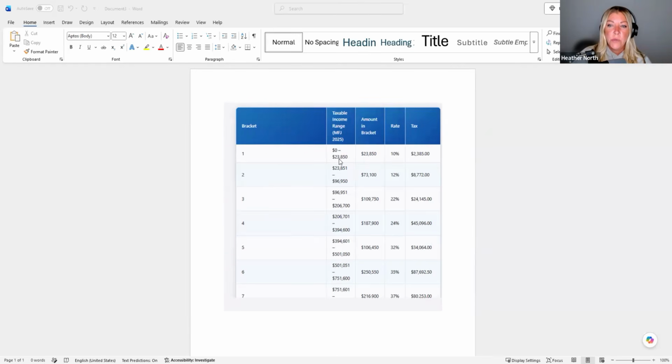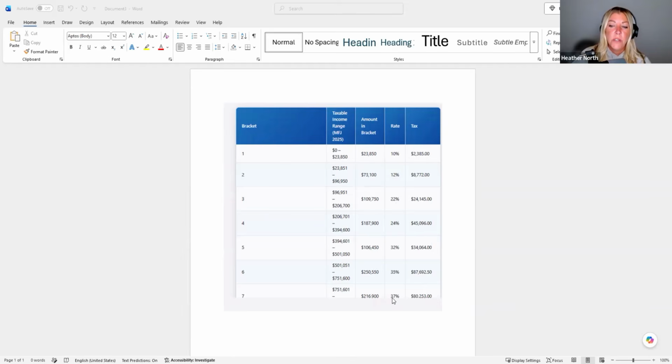Okay, so 0 to 23,850. So the amount in the tax bracket is 23,850. Your rate would be 10%. So your tax would be $2,385. Now, this is up to $1 million, right? And anything in excess over that would be 37%. So the first $23,850 would be 10%, and your tax would be $2,385. The second bracket would be 12%. So from 23,000 to 73,000 would be 12%. And then 73,000 to 109,000 would be 22%, and so on and so forth.